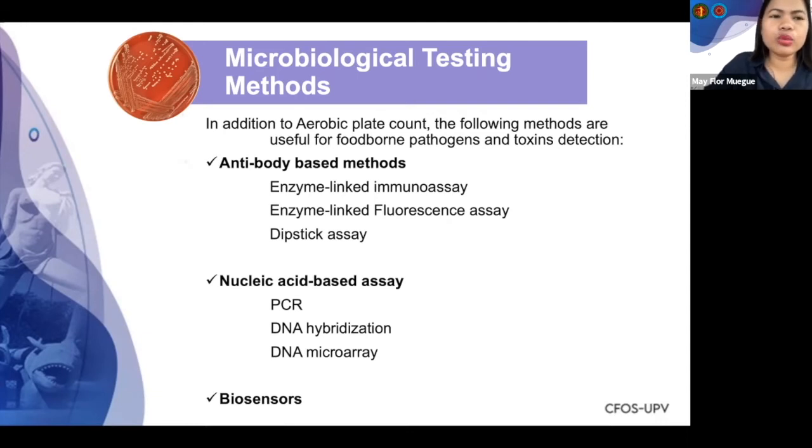Okay? Or it will cause a change in your test paper. Parang litmus, parang pH paper na pag dinip mo doon, mag-change yung color, ganyan. So, it's an indication that this particular microorganism is present. Your SSO is present. Ayan, we also have nucleic acid-based assay, the PCR or the polymerase chain reaction, the DNA hybridization, and the DNA microarray. Or we can also use biosensors.